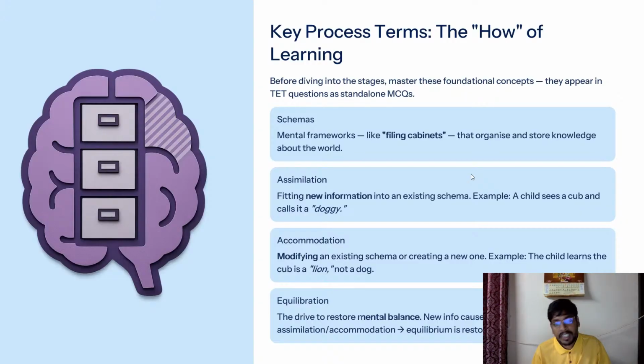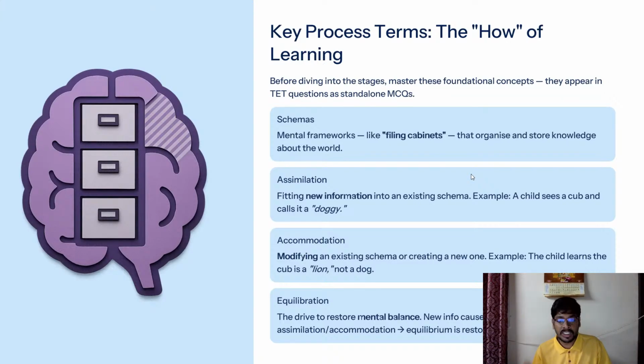But when you modify the schema, the existing knowledge, the child will understand that cub is the word used for a baby lion, not a dog. So the cub is related to a lion and not a dog. That's how the student builds up knowledge. So accommodation is a process where the existing knowledge and schema are modified as per the student's age.